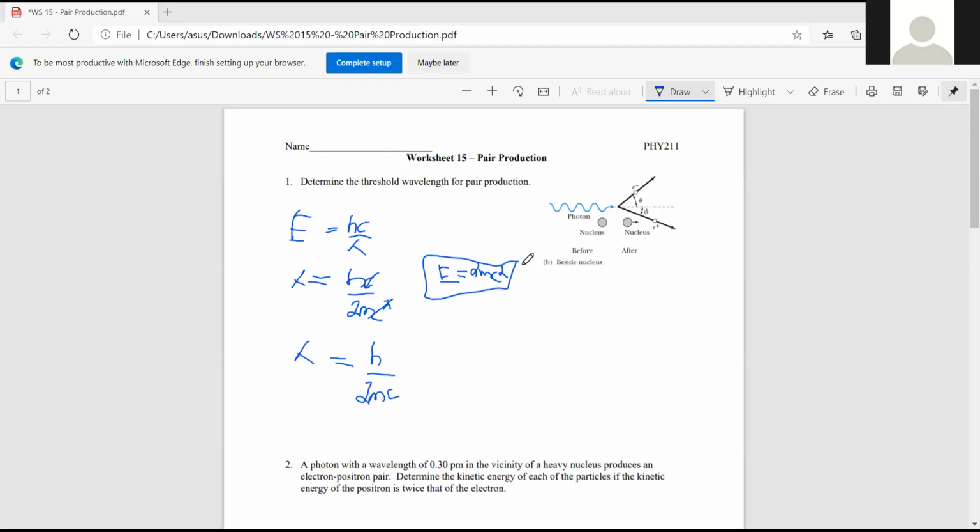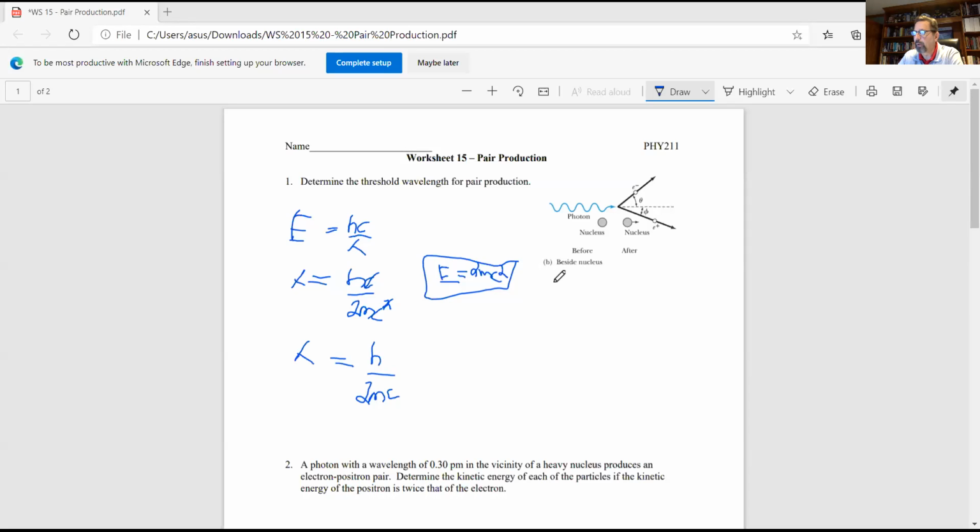Okay, so we didn't have any actual math. We just had to manipulate the equation E equals hc over wavelength, because if it's the threshold, then you could forget about all the other stuff. And so we just solved for wavelength. And then, he said that we should keep it hc over 2mc squared, but we crossed out the c's and never went back.